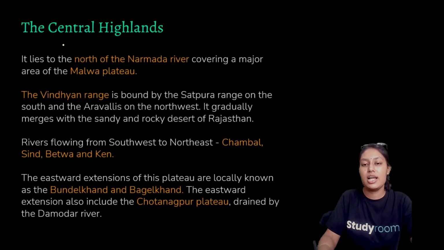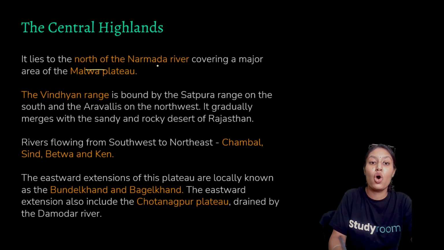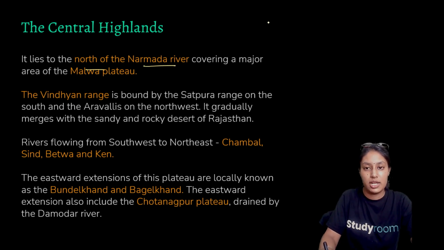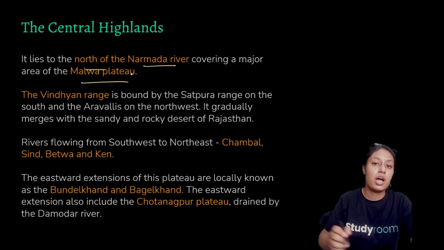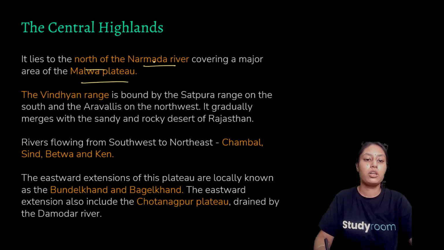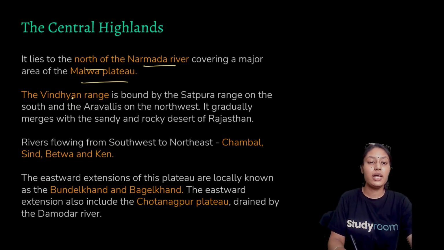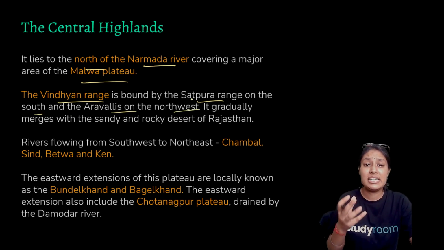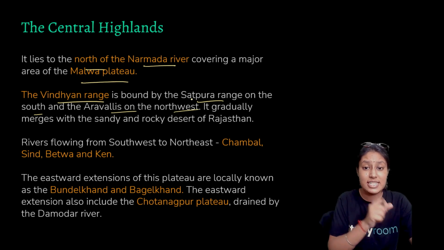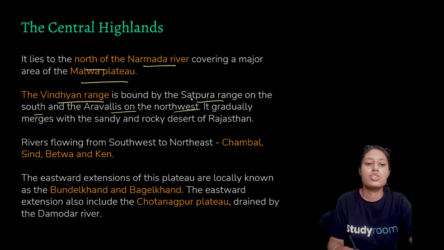Central Highlands lie to the north of the Narmada River. So they are around the Narmada River, covering a major part of the Malwa Plateau. Around Maharashtra, from central, this range covers. It includes the Vindhya Range. The Vindhya Range is bound by the Satpura Range on the south and the Aravali Range on the east. These are the names of different ranges it is captured by. It gradually merges with the sandy and rocky desert of Rajasthan.